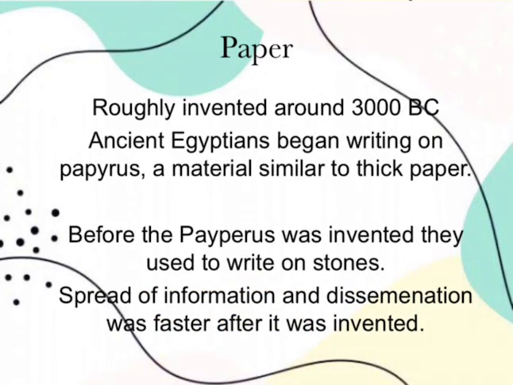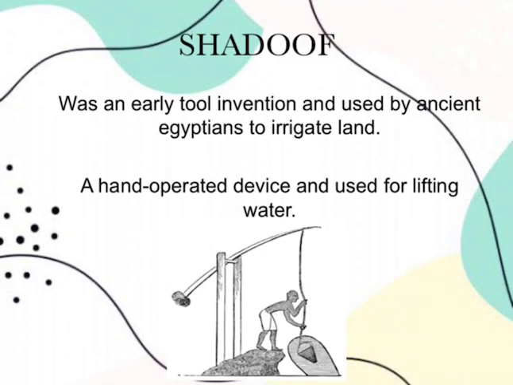The next invention is paper. It was roughly invented around 3000 BC. Ancient Egyptians began writing on papyrus, a material similar to thick paper. Did you know that before papyrus was invented, they used to write on stones? After paper was invented, the dissemination of information was way faster than before.